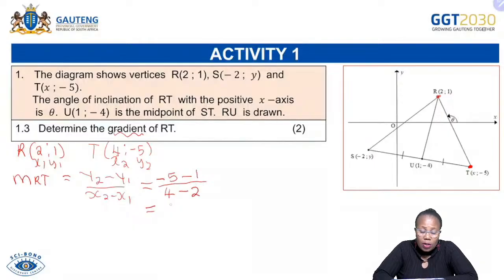And then this is equal to -6 over 2, grade 12. How much is -6 over 2? That is m equals -3. That is the gradient of RT.